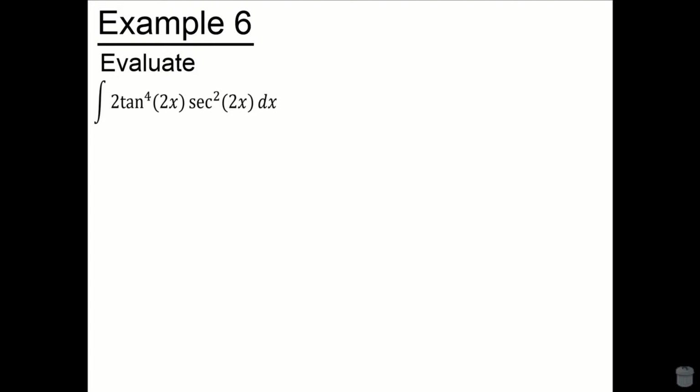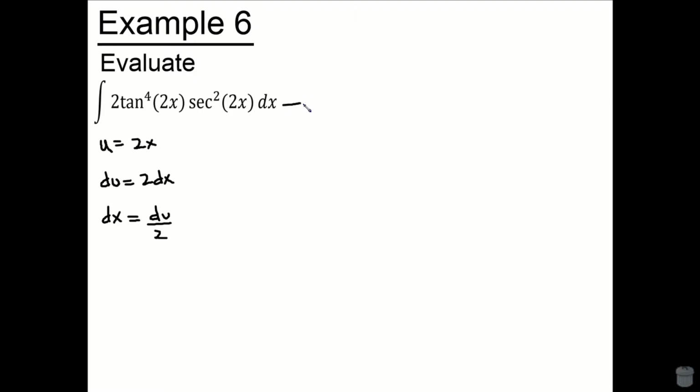I'll tell you the first way in terms of the inside function. If I let u equal 2x, then du is going to equal 2 dx. That means that dx equals du over 2.